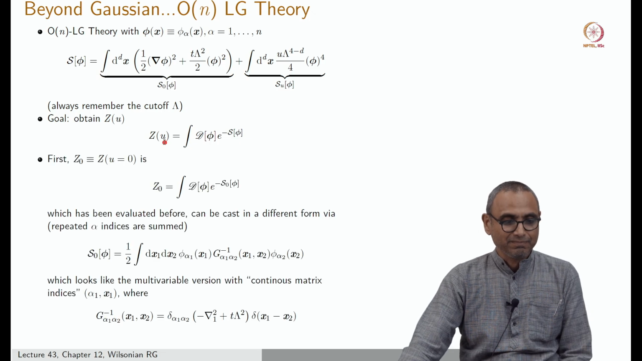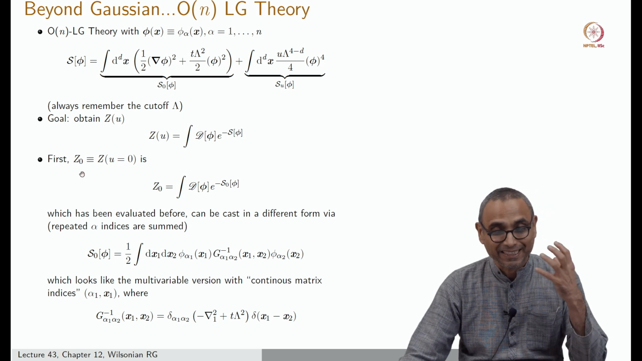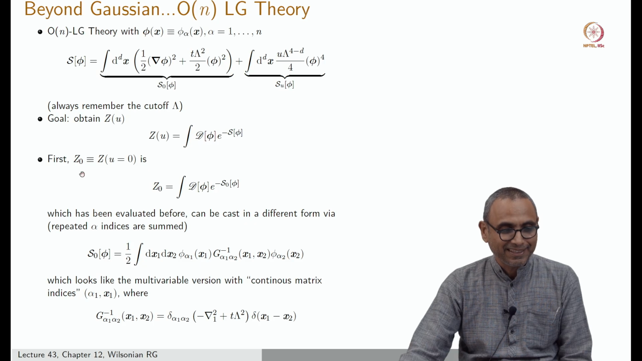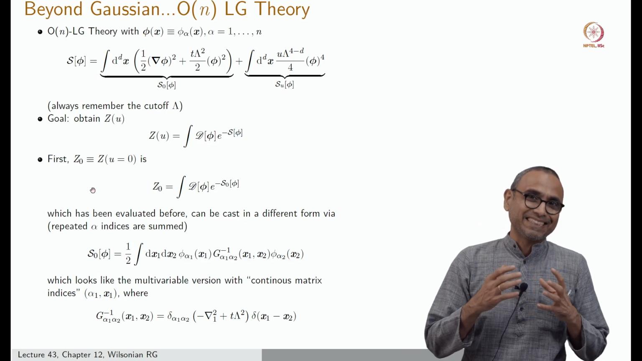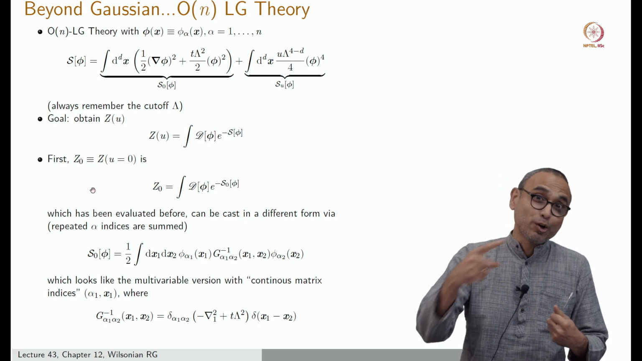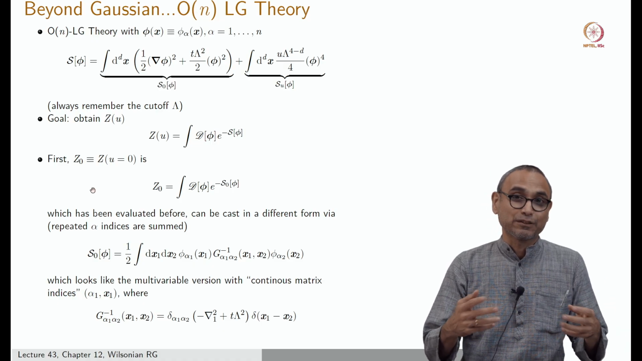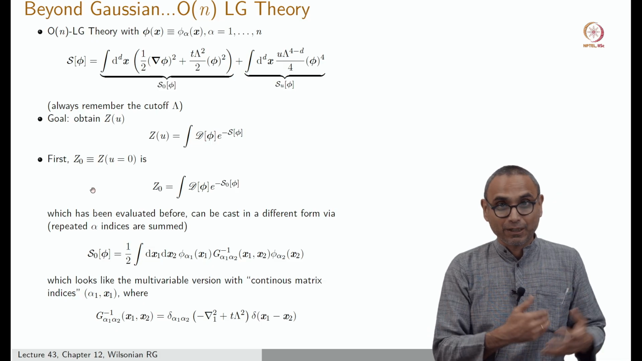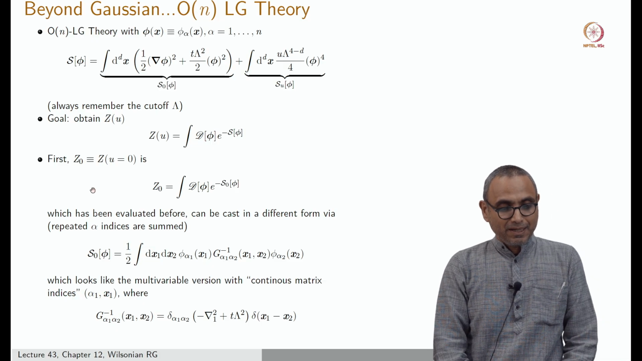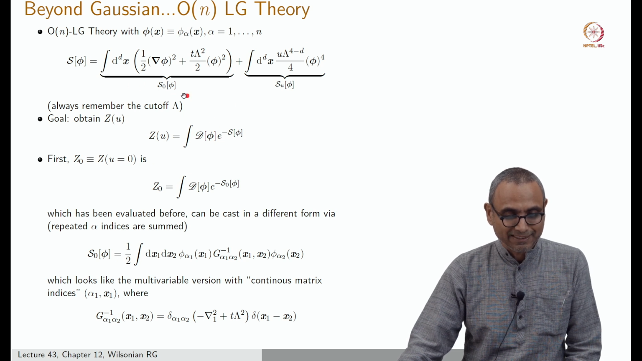And as usual, what we will do is try to understand the theory with u equal to 0. And what I am going to do is take this theory when u equal to 0 and try to massage it to a form which looks like our multi-dimensional example that we worked out in the last slide. So if I take Z_0 to be this, then I can write this as, just put u equal to 0, and then S of phi will become S_0 of phi.